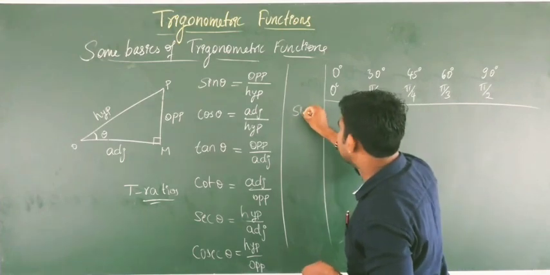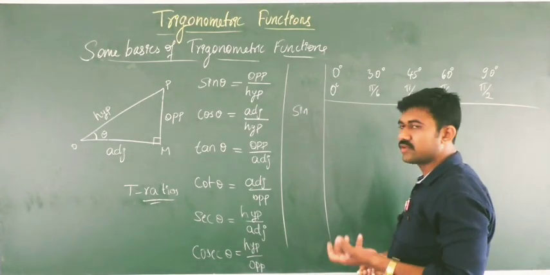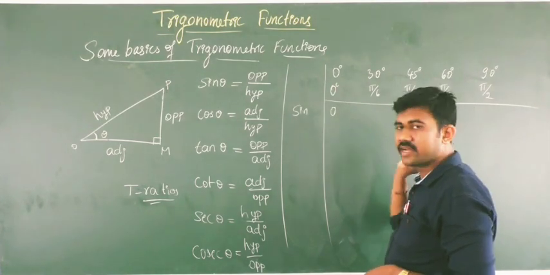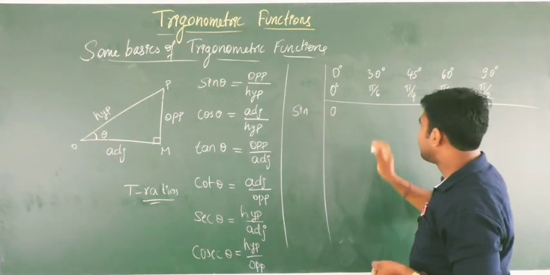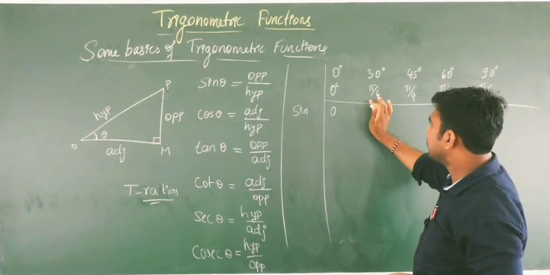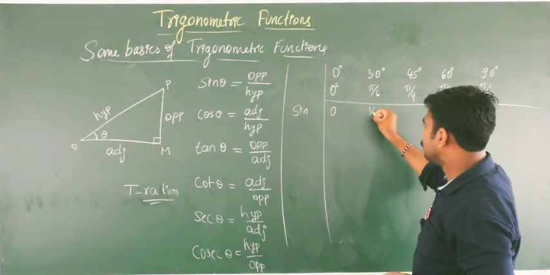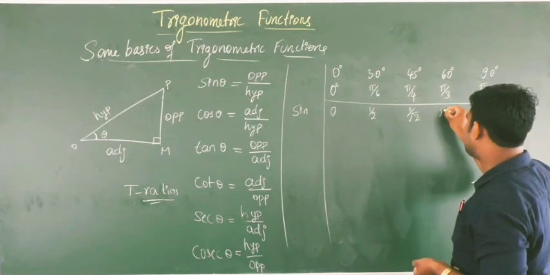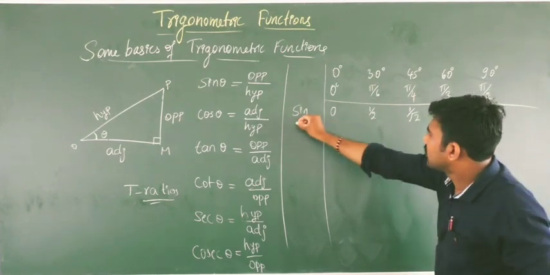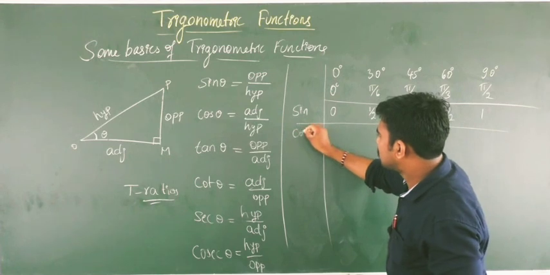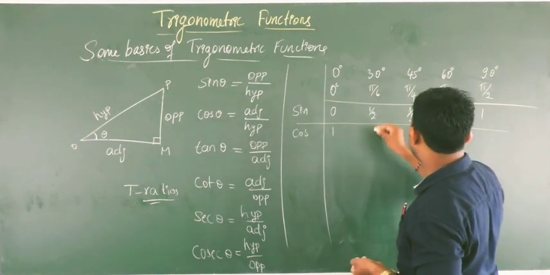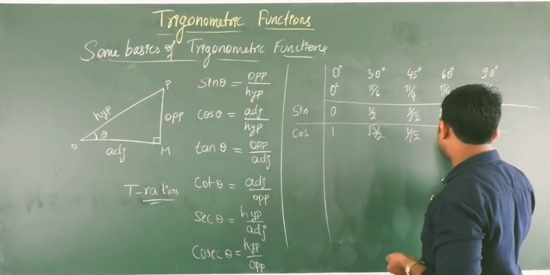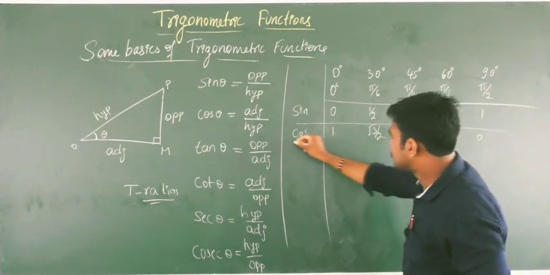Now what are the trigonometric ratios for these standard angles? What are the values for those? Sin 0 is 0, that you already studied. Sin 30 degree, that is sin pi by 6, is 1 by 2. Sin 45 degrees is 1 by root 2, sin 60 degrees is root 3 by 2, and sin 90 degrees is 1. Similarly, the cos function: cos 0 degrees is 1, cos 30 degrees is root 3 by 2, cos 45 degrees is 1 by root 2, cos 60 degrees is 1 by 2, and cos 90 degrees is equal to 0.